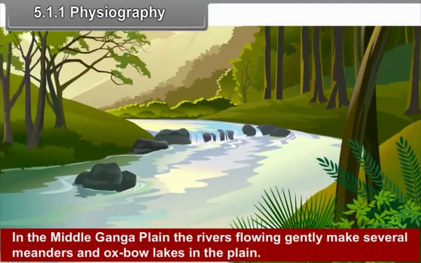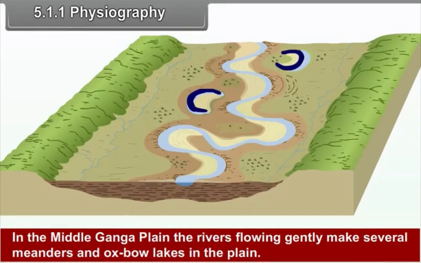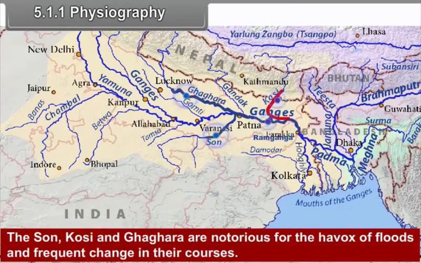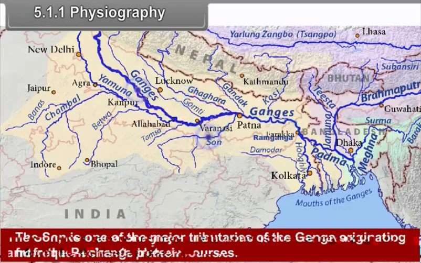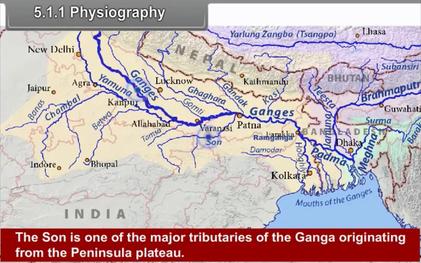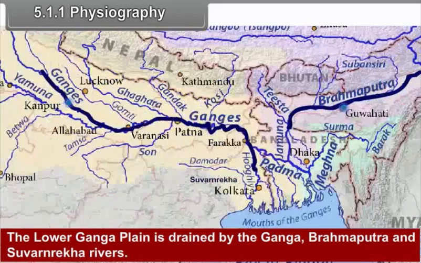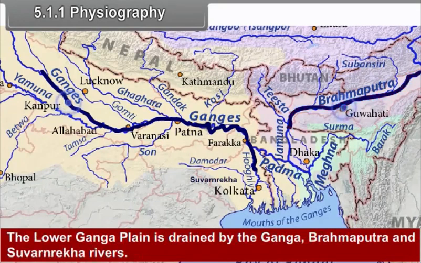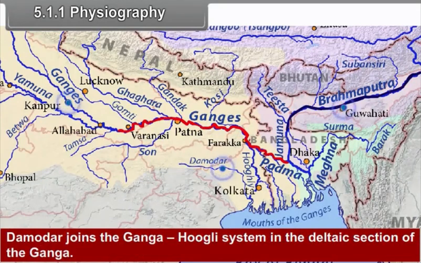In the Middle Ganga Plain, the rivers flowing gently make several meanders and oxbow lakes in the plain. The Son, Kosi and Ghagra are notorious for the havoc of floods and frequent changes in their courses. The Son is one of the major tributaries of the Ganga originating from the Peninsular Plateau. The Lower Ganga Plain is drained by the Ganga, Brahmaputra and Suvarnarekha rivers. Damodar joins the Ganga Hooghly system in the deltaic section of the Ganga.